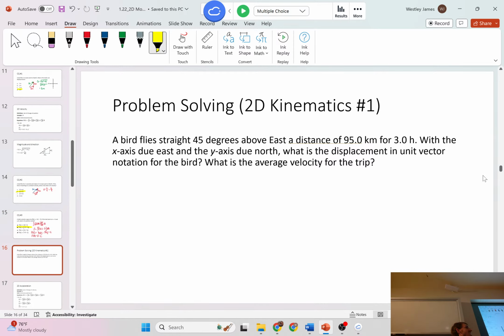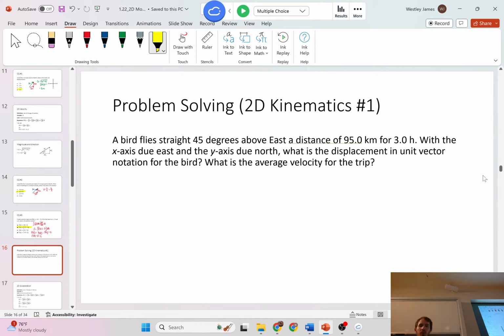So that should be above east. A distance of 95 kilometers for 3 hours, with the x-axis due east and the y-axis due north. What is the displacement in unit vector notation for the bird? What is the average velocity for the trip? Now, I'll be honest with you all. We technically need to convert hours here to seconds. We can do that at the beginning, or we can do that at the end. I'll do it now, as much as I don't want to.